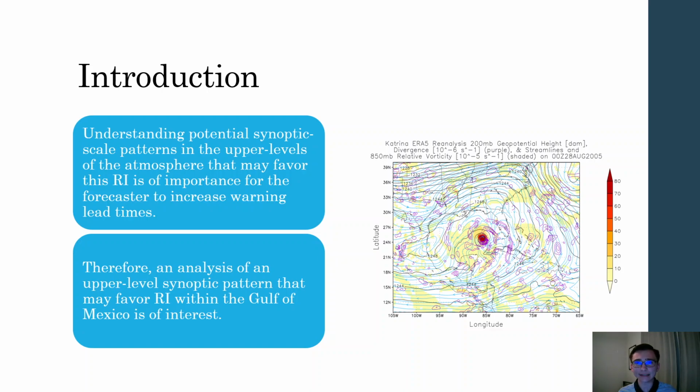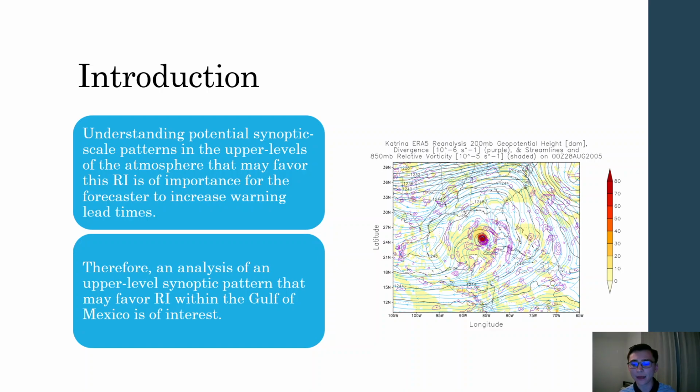Now, understanding potential synoptic scale patterns in the upper levels of the atmosphere that may influence and impact the tropical storm environment is of importance for the forecaster, to help increase warning lead times if we can see some upper level patterns that may potentially favor periods of RI.